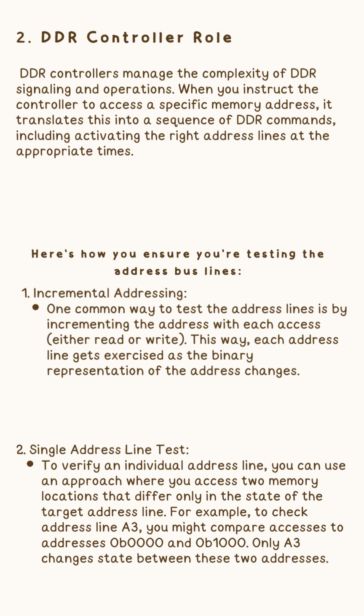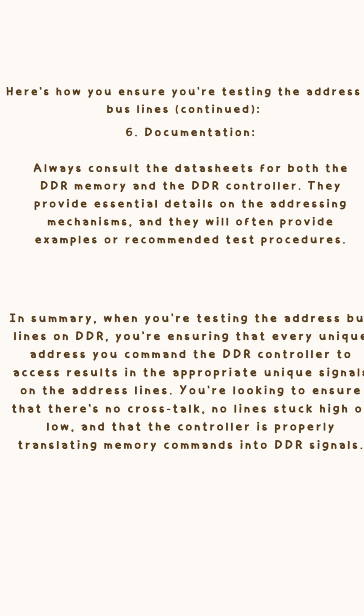Single address line test. To verify an individual address line, you can use an approach where you access two memory locations that differ only in the state of the target address line. For example, to check address line A3, you might compare accesses to addresses 0B0000 and 0B1000. Only A3 changes state between these two addresses.